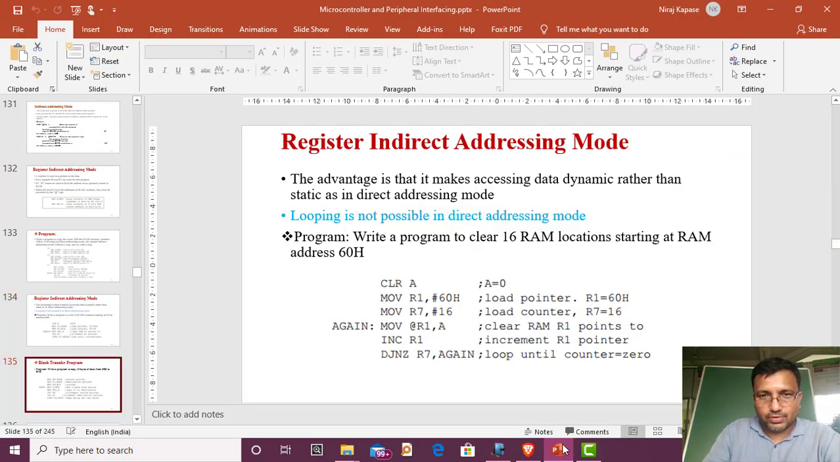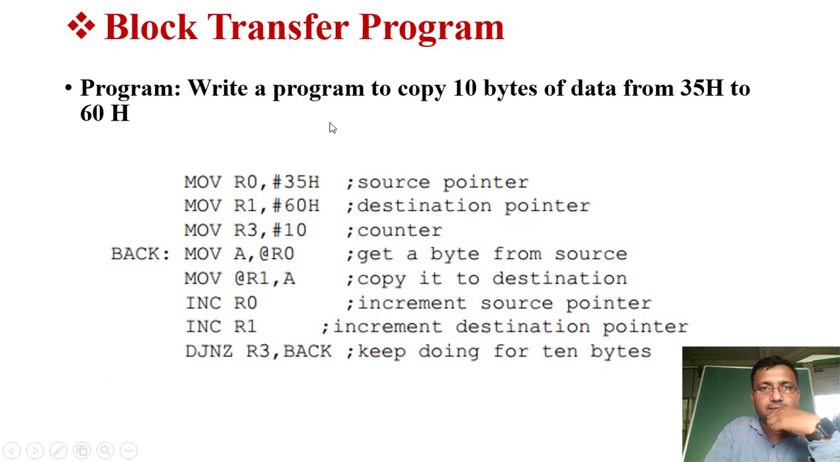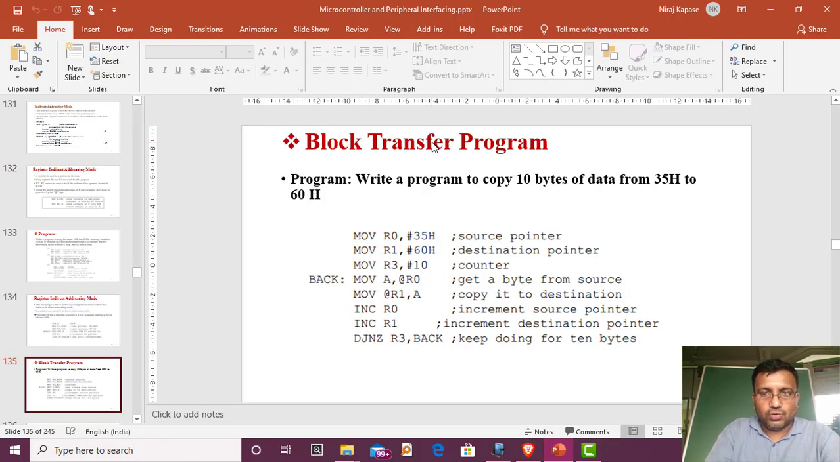Alright, so next we'll move to block transfer. In this case, write a program to copy 10 bytes of data from 35H to 60H. So we need to have two memory pointers, one at 35H and one at 60H, and then we need to move the data from one block to another block. So a counter of 10 is there, as 10 bytes we need to transfer. So how to do that? We'll see in the journal file.